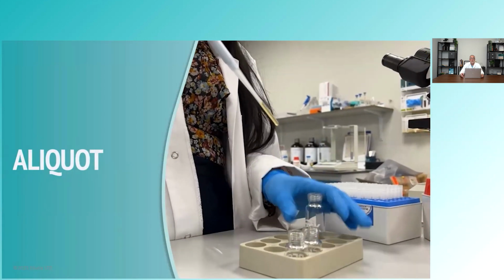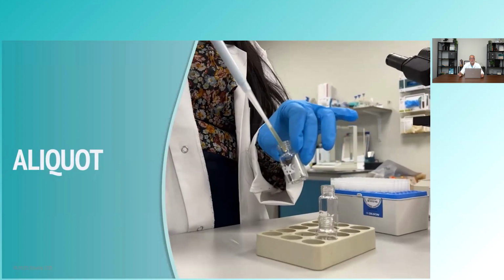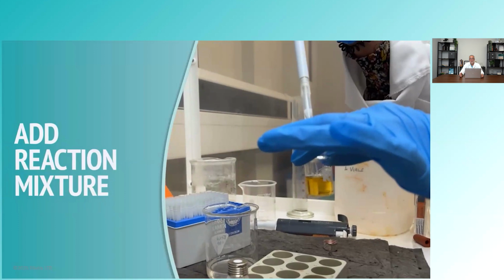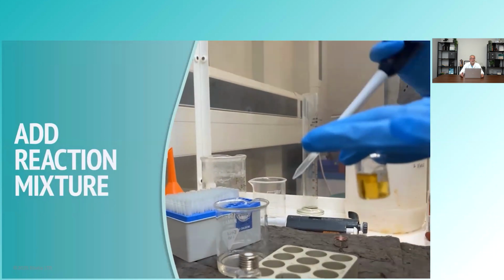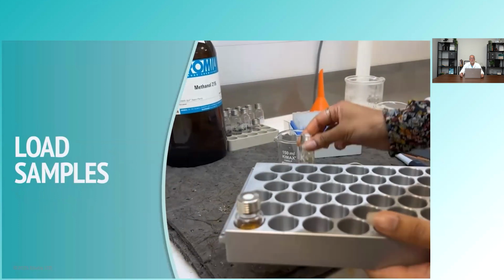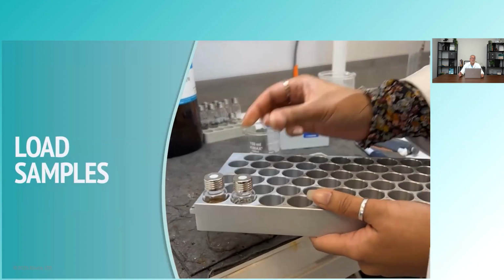An aliquot of the sample is then transferred to a headspace vial, and reaction mixture is added. So the reaction mixture contains the hydrobromic acid. The samples are then loaded into the sample tray and placed on the instrument.